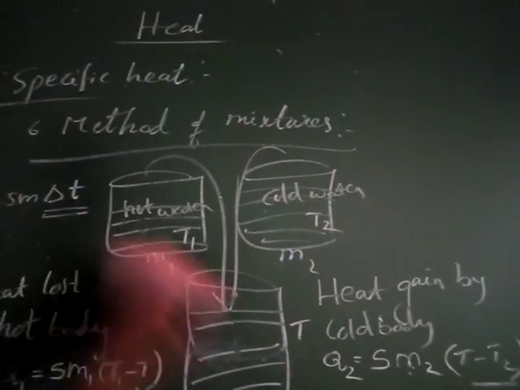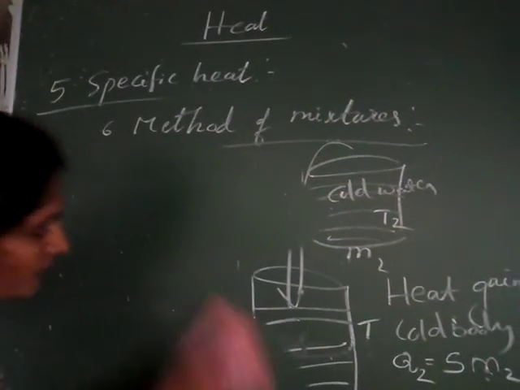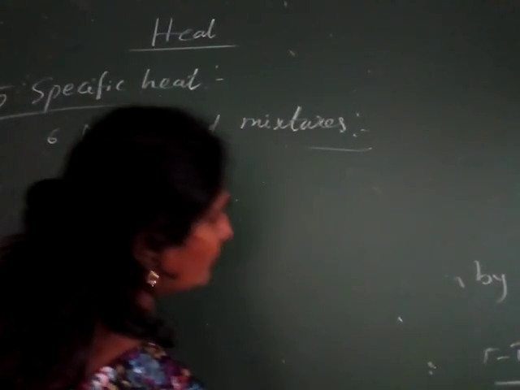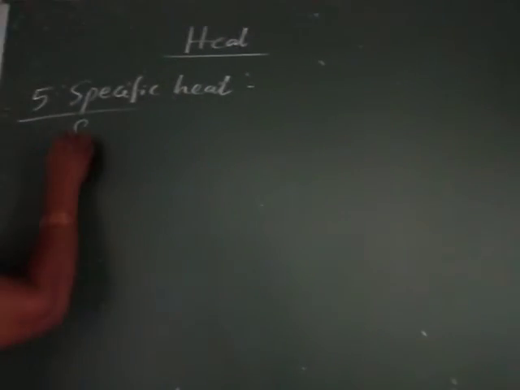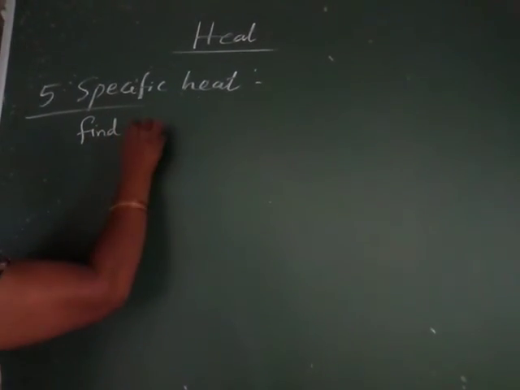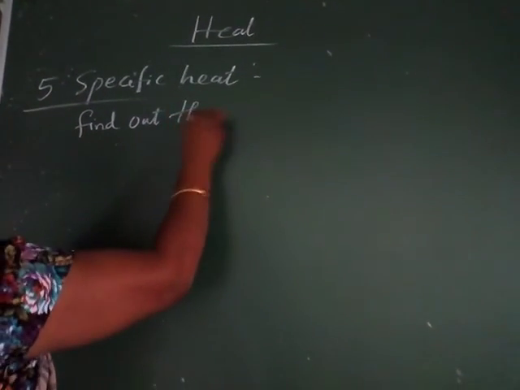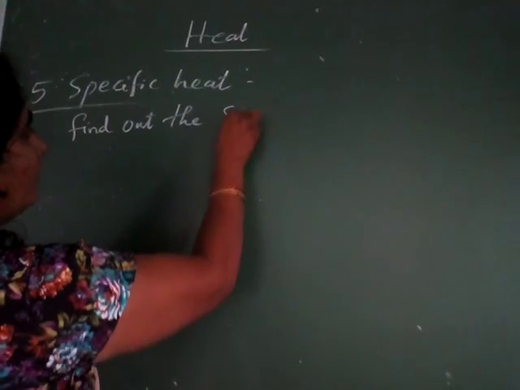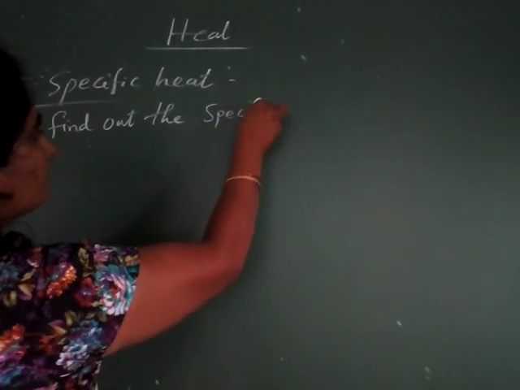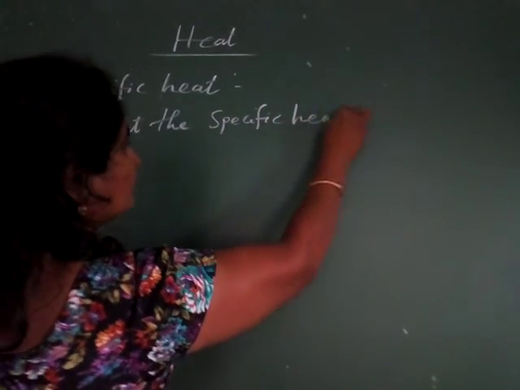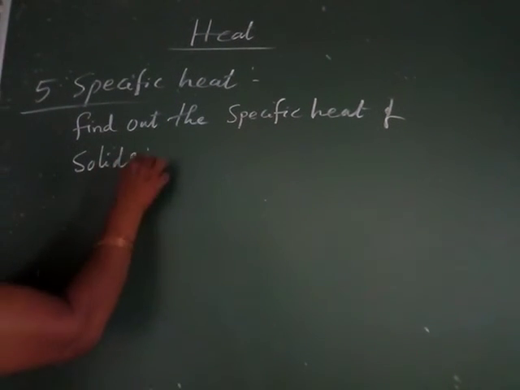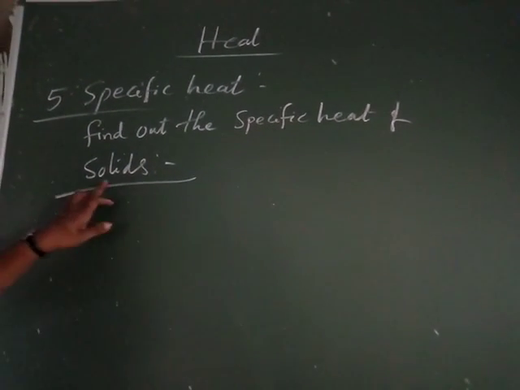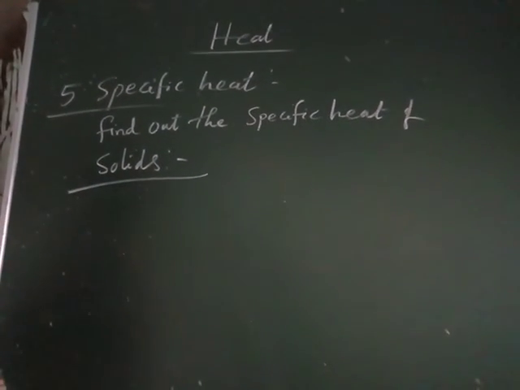This is the sixth subtopic. The last and final subtopic in specific heat is to find out the specific heat of a solid substance. Now, where do you find out the specific heat of solids?